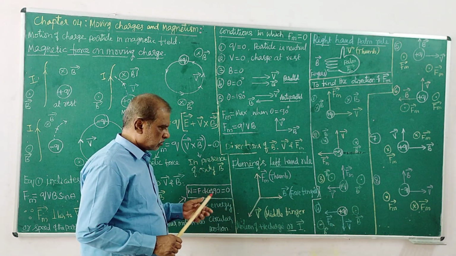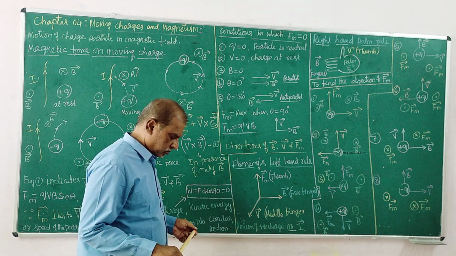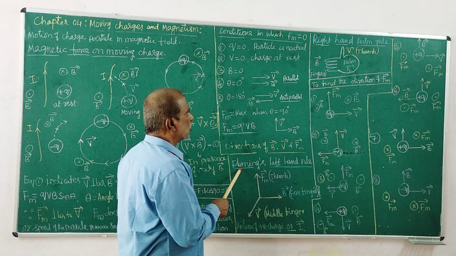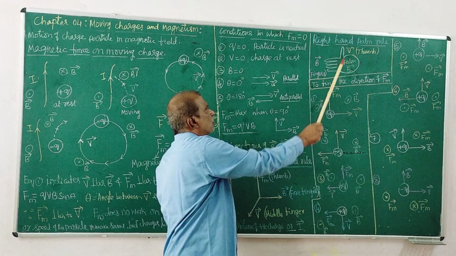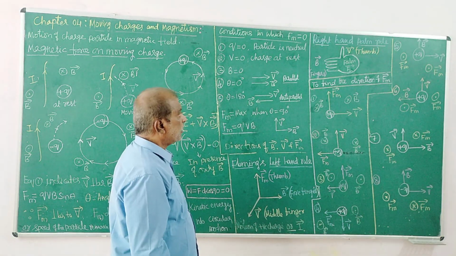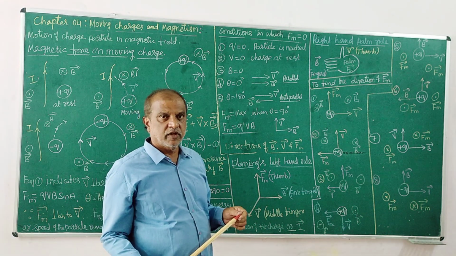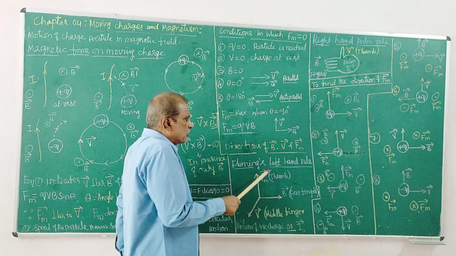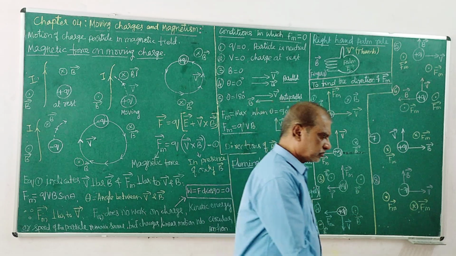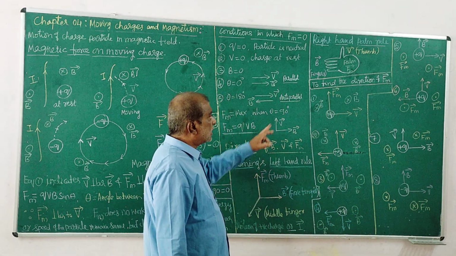In physics, there are a set of rules based on the experimental observations. Here we have two rules. One is Fleming's left hand rule, and the other is right hand palm rule. Any one of them can be used to realize the direction of the vectors. Any one we can use. Now let me illustrate this rule as well as that rule.